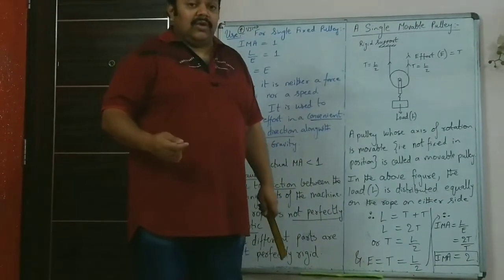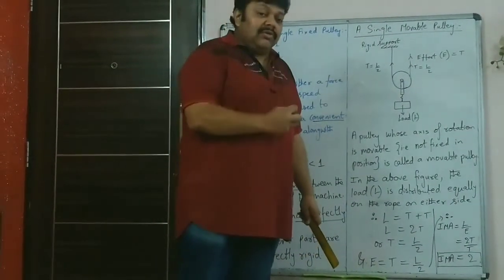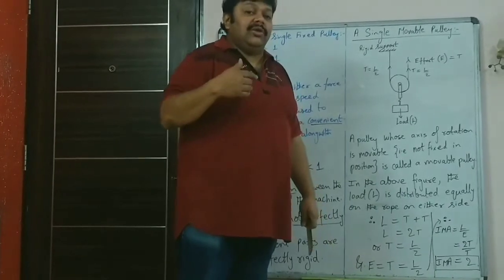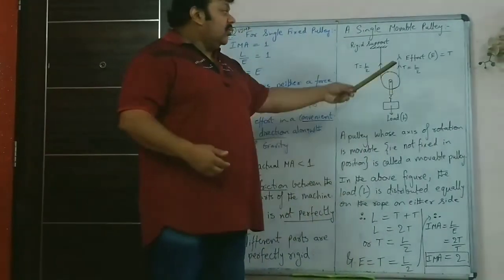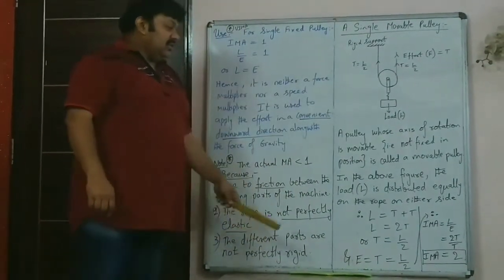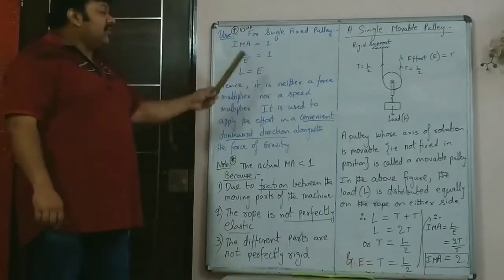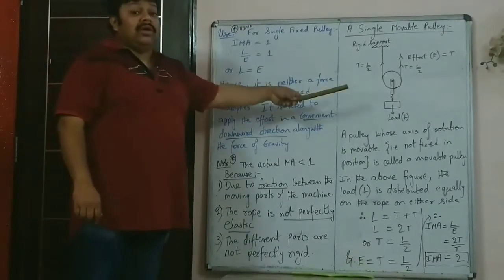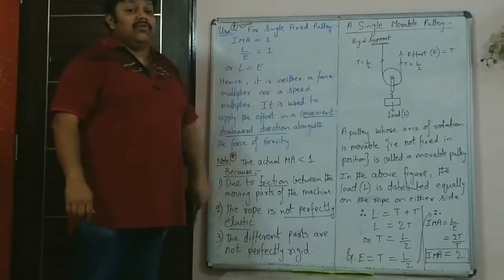Force multiplier is what? A comparatively small effort will overcome a much greater load. So this machine is a force multiplier. So with this, you copy this down. We have to see now about the VR, that is the velocity ratio of this machine.